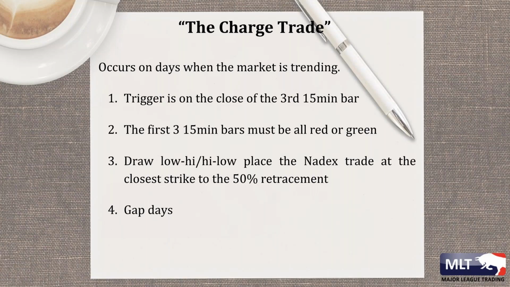The charge trade. I'll show you guys what this is. If you don't already have a pen and paper, grab one. This is going to occur on days when the market is trending off the open. What we're looking for is, number one, a gap up or a gap down. Really doesn't matter which direction we trade the gap in. As long as there's a gap, we got a trade set up. The trigger is on the close of the third 15-minute bar. So what I'm looking for is 3 specific 15-minute bars, either all red or all green. They must be all up or all down right off the open.